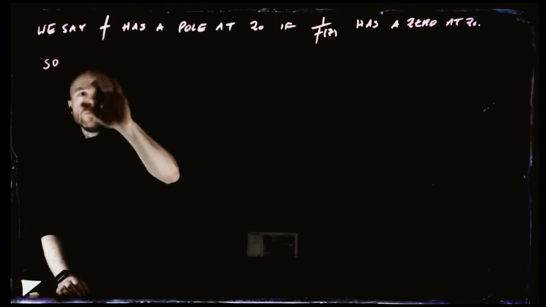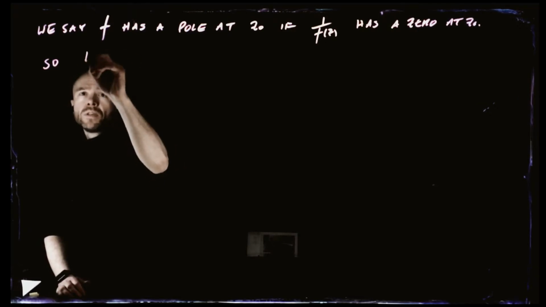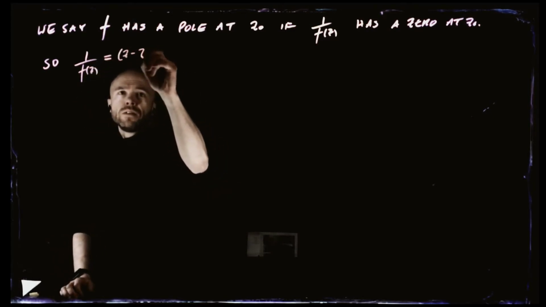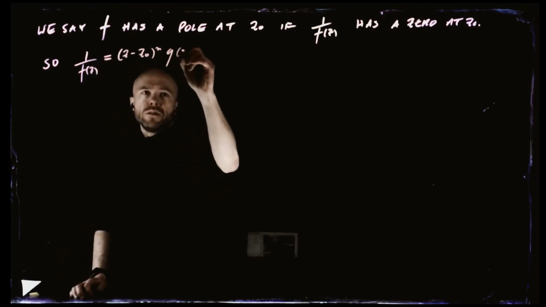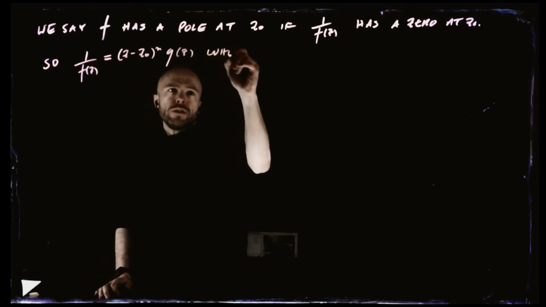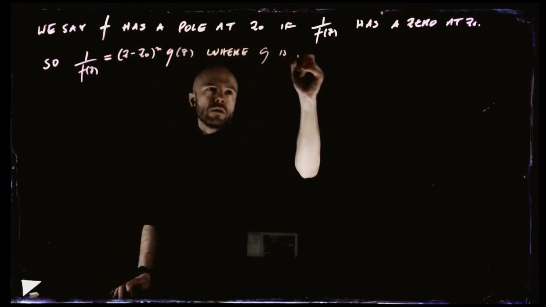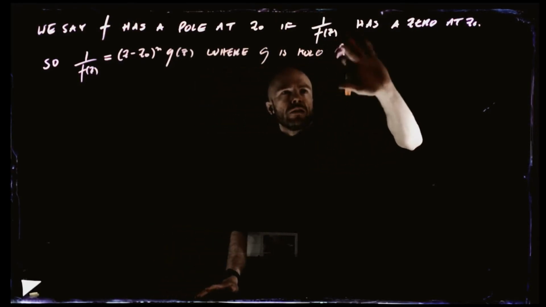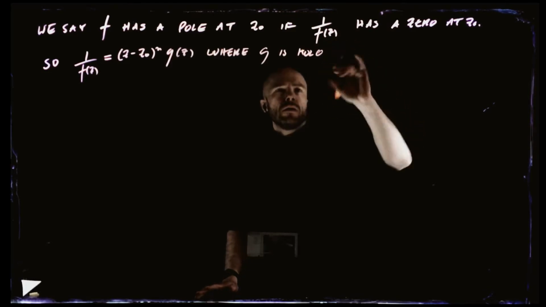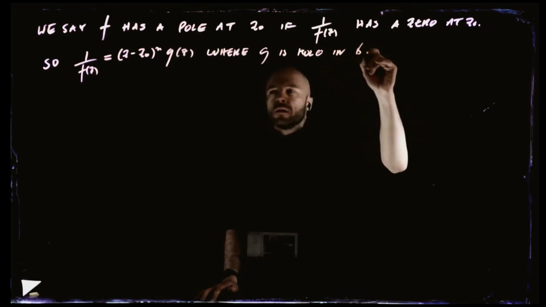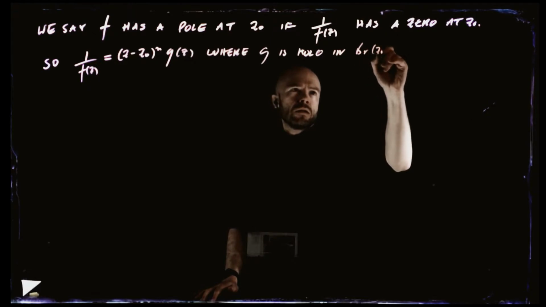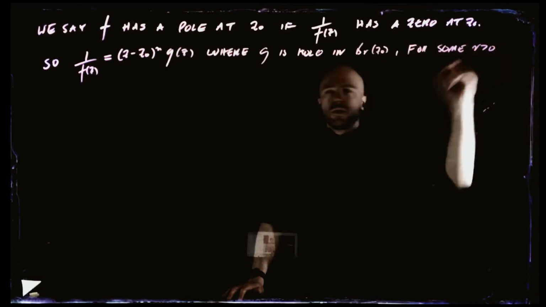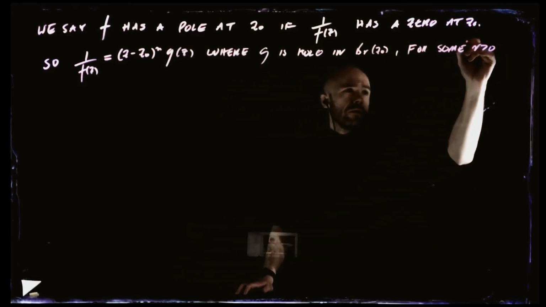And so that means that this function, 1 over f of z, can be written in the form (z minus z0) to the n, g of z, where g is holomorphic in some little ball around z0, of radius r for some r bigger than 0. Emphasize this is often a very small one.